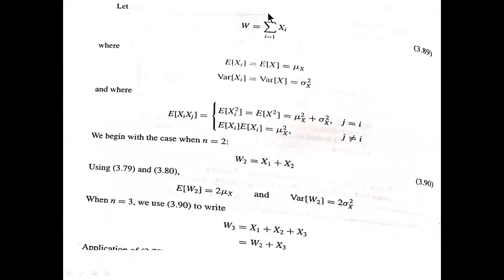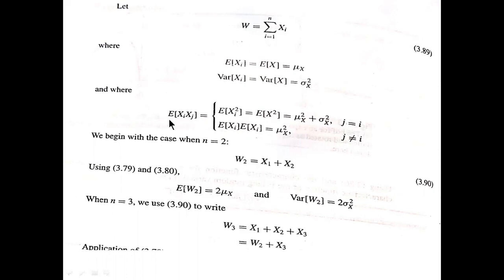So let us consider the sum of the different instances or observations of the same random variable x. W is equal to the sum of xi, i equal to 1 to n. That is, n instances or n observations of the random variable x. So we know that the expectation of xi, that is the expectation of x, will be equal to mu x, and variance of xi equal to variance of x equal to sigma x square.